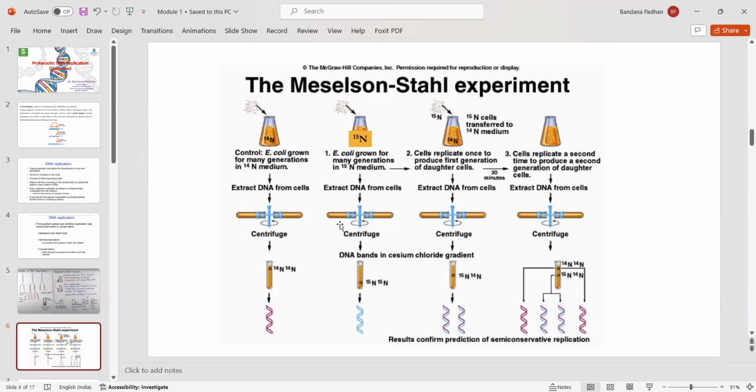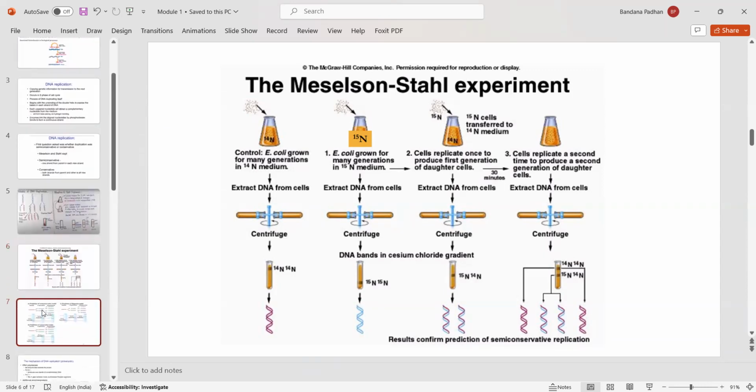That means the parental DNA is duplicated during replication, and they make newly synthesized DNA. So that's why they found equal proportions of hybrid band and light band. From this result, they confirmed that the prediction of the semi-conservative model of DNA replication was confirmed by this experiment. Okay.